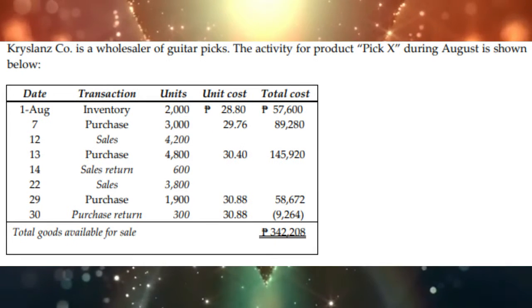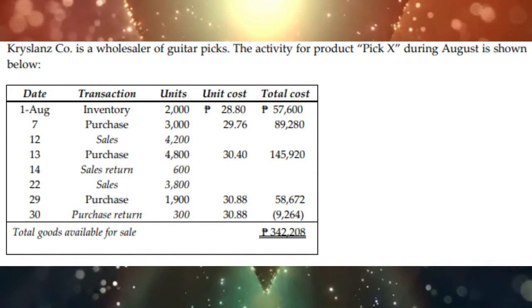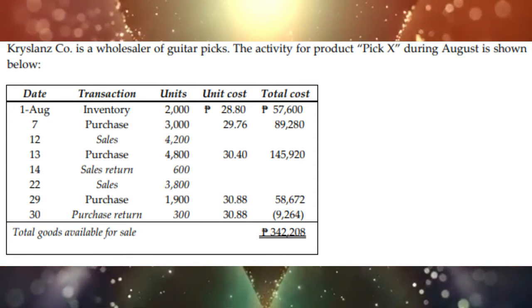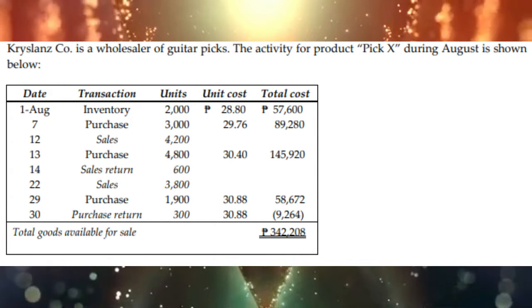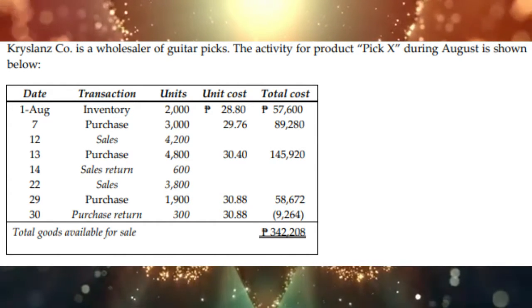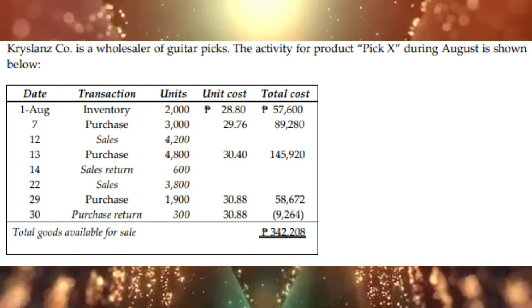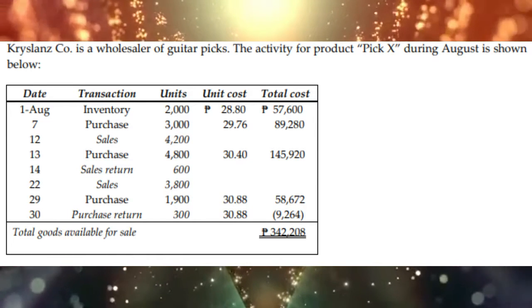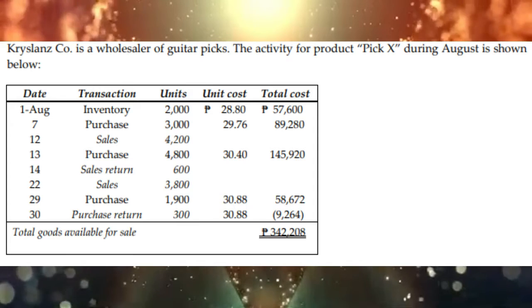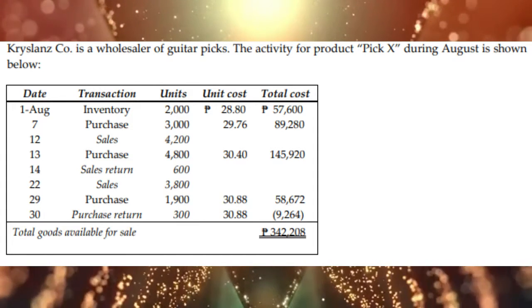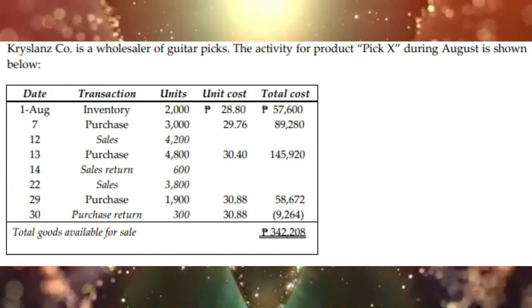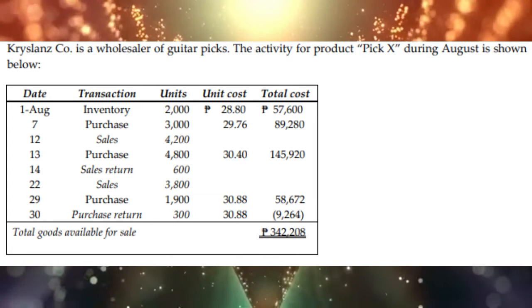Next problem. Chris Lens Corporation is a wholesaler of guitar picks. The activity for product Pick X during August is shown below. From August 1, it has a transaction of inventory. Its units is 2,000. Its unit cost is 28.80 pesos, and its total cost is 57,600. From August 7, it has a transaction of purchase. Its units is 3,000. Its unit cost is 29.76 pesos, and its total cost is 89,280 pesos. From August 12, its transaction is sales.